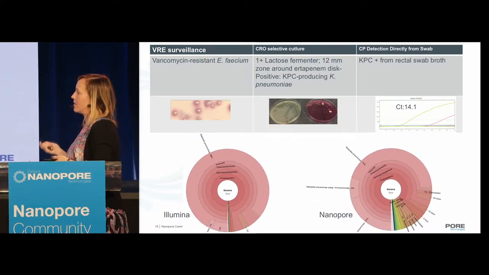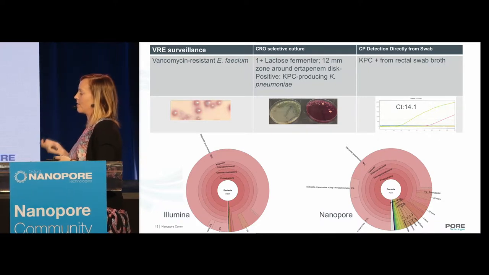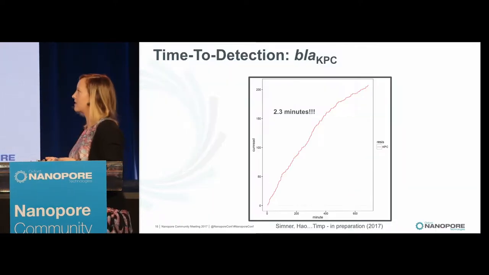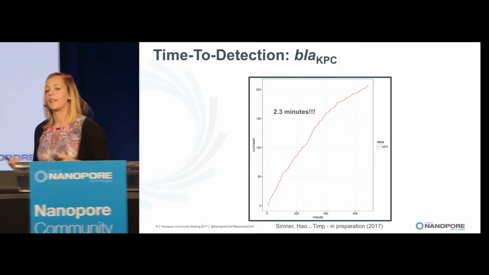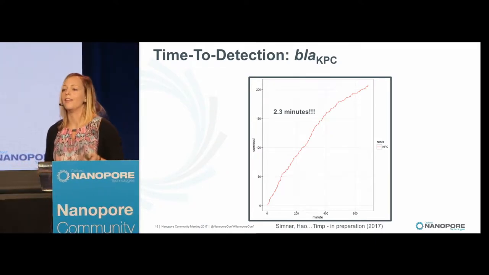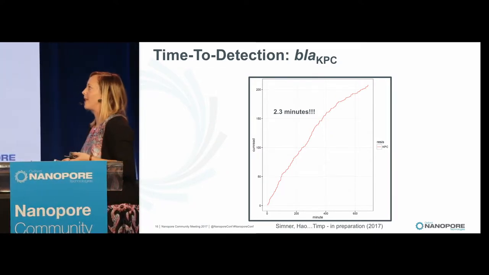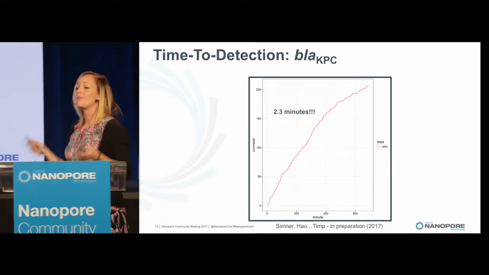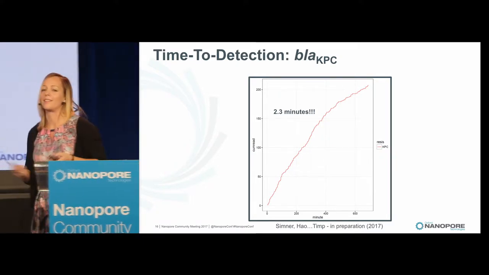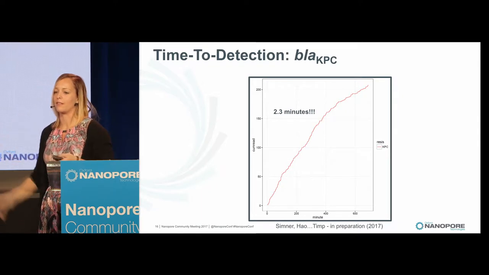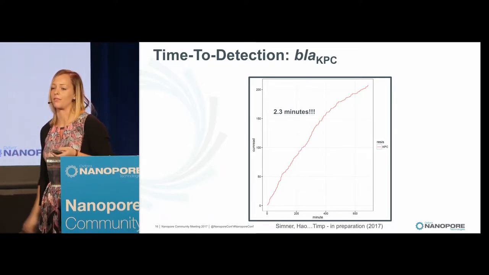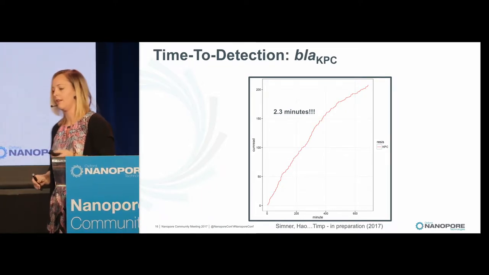And so we could demonstrate, again, the distribution of the organisms well using metagenomic next-gen sequencing. But what was most exciting to me, and this was 2 years ago when Winston introduced me to nanopore sequencing, was that in 2.3 minutes of starting that sequencing run, I could say that that rectal specimen was positive for a KPC producer. There was KPC gene present there.